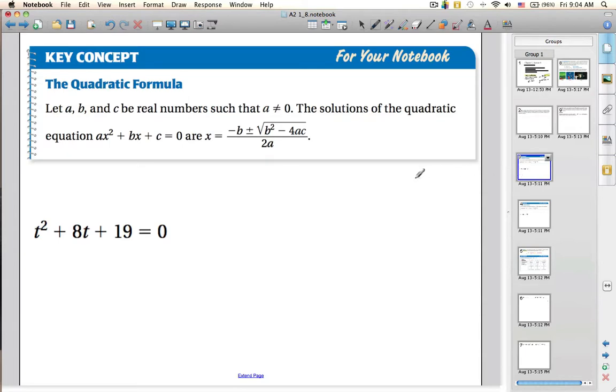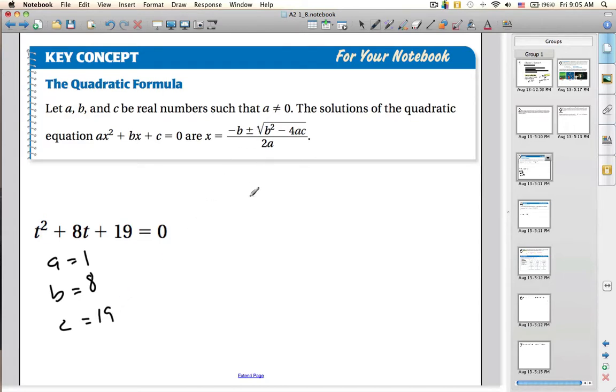So here again is the quadratic formula. We're still looking at standard form of a quadratic in order to identify our a, our b, and our c, and then we plug them into this formula. In this case, I have this equation. A is equal to 1, I have 1t squared. B is equal to 8, I have 8 times t to the first power. And c is equal to 19.